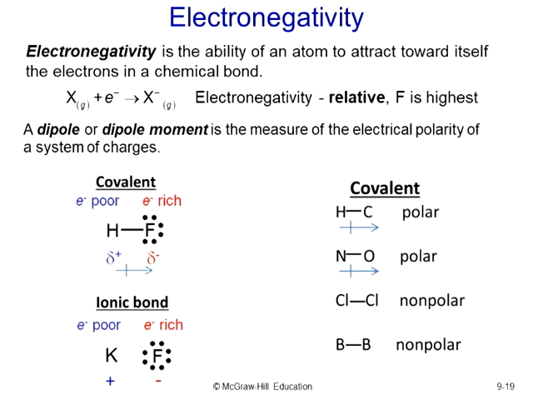The principle is this: electronegativity means that there is an atom with a higher concentration of negative charge associated with it than another atom. Electronegativity is the ability of that atom to attract the electrons toward it through that covalent chemical bond.